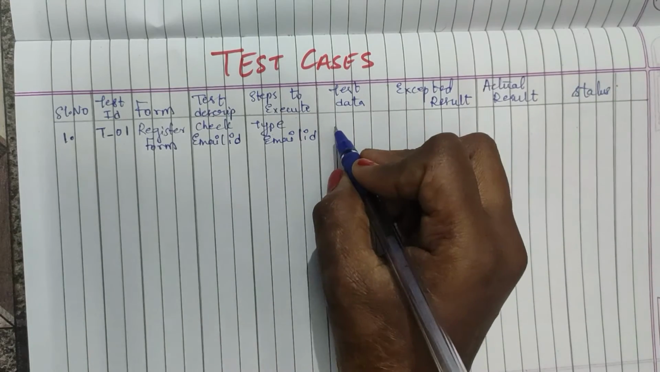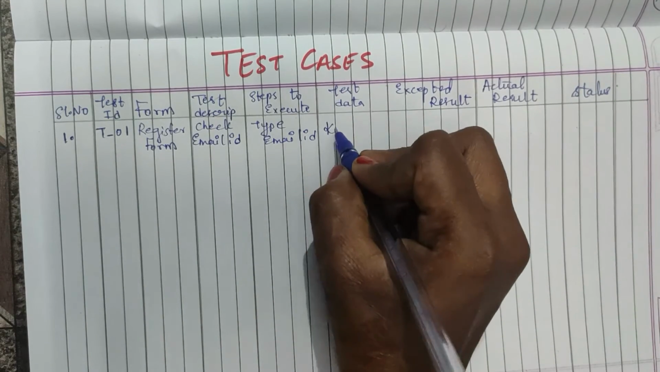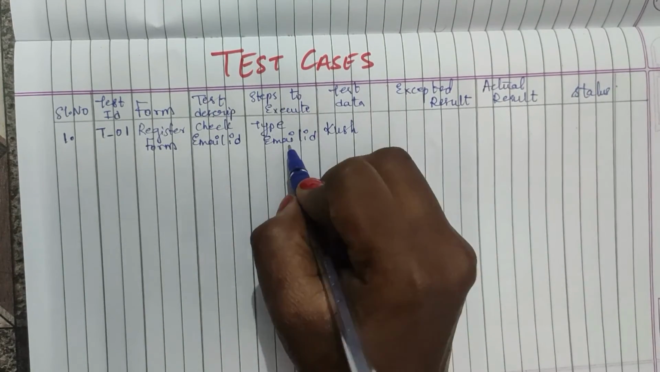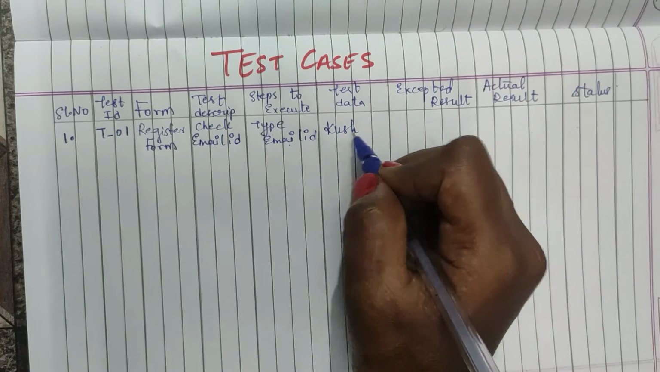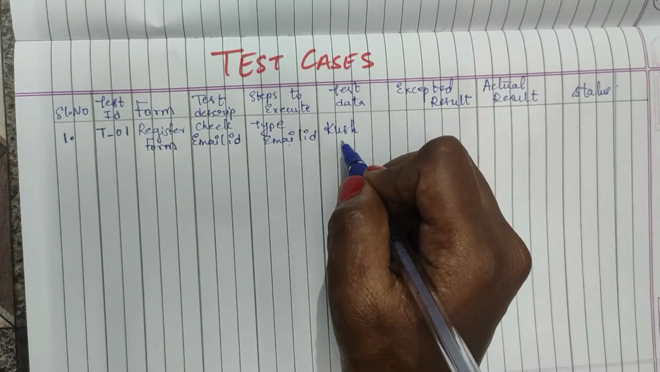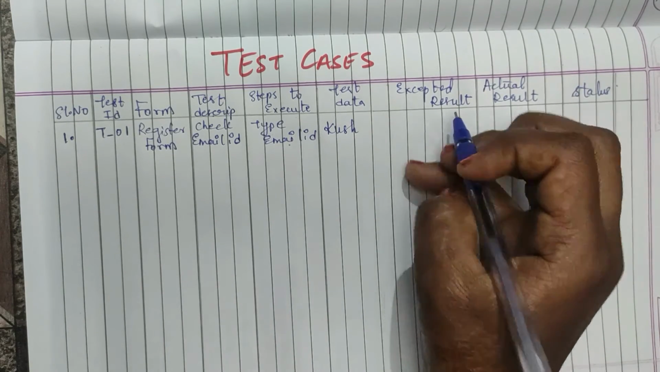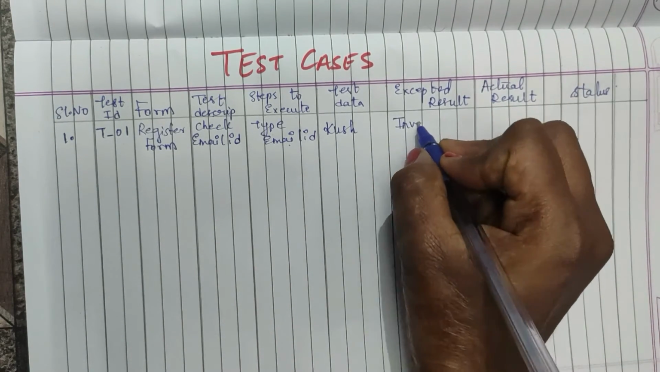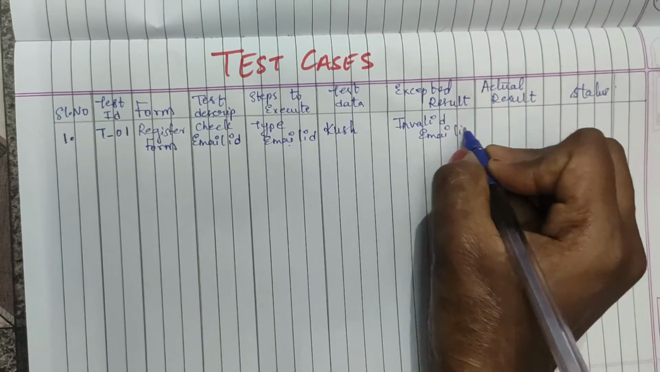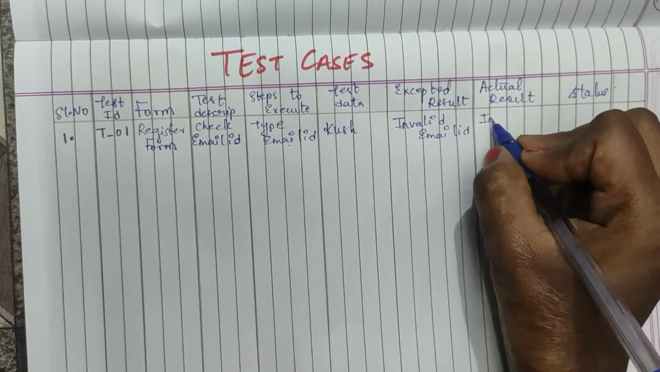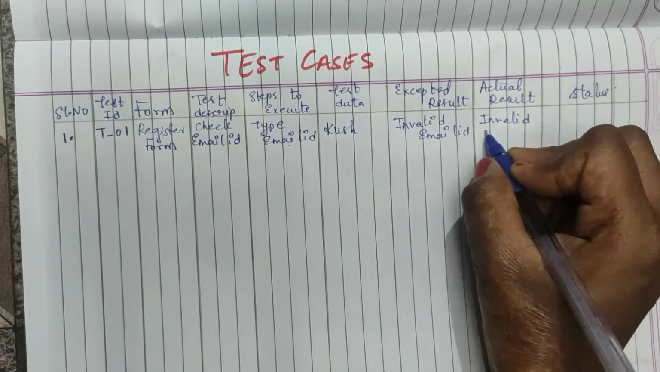Now I am going to feed wrong data in this, so I'll just give the name itself. In an email ID, @ and .com are important and necessary, so I've given only the name. So what will be my expected result? The expected result should be invalid email ID. And what is my actual result? My actual result is also an invalid email ID.